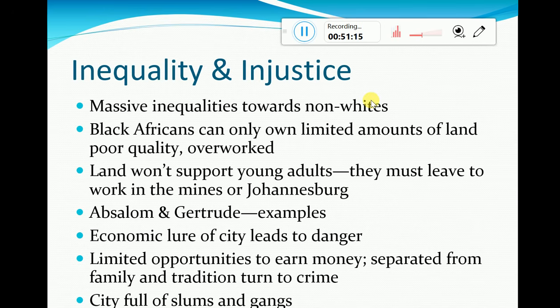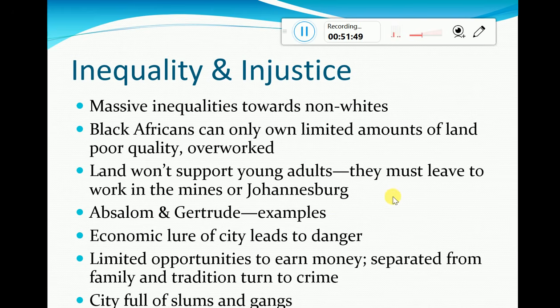Now, the theme of inequality and injustice is explored in greater depth throughout the novel, from the description of the land in the beginning, the two portions of land that are not described the same, and then there are massive inequalities between whites and blacks. Blacks can only own a limited amount of land, which is relatively poor and overworked, as described in the opening scene of the novel. The land won't support young adults. They must leave to work in the mines at Johannesburg.